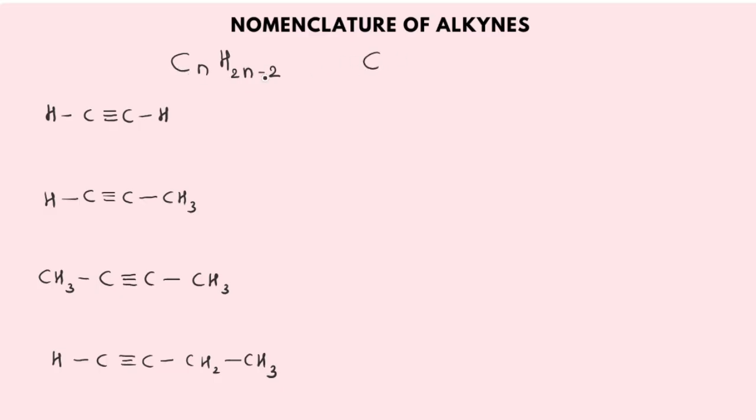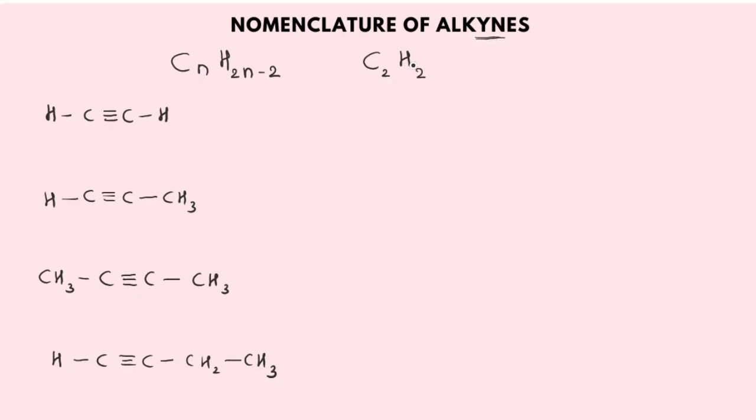For example, if there are two carbons, the number of hydrogens would be 2 multiplied by 2, which is 4, and 4 minus 2 is 2. So here C2H2 is the first member of the alkyne molecules. And what do we call it? It's an ethyne molecule. As the suffix here we are going to use "-yne".